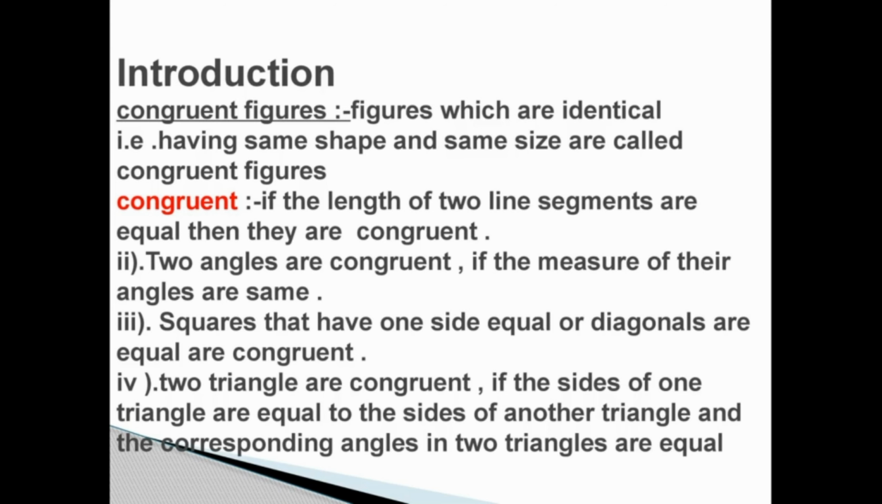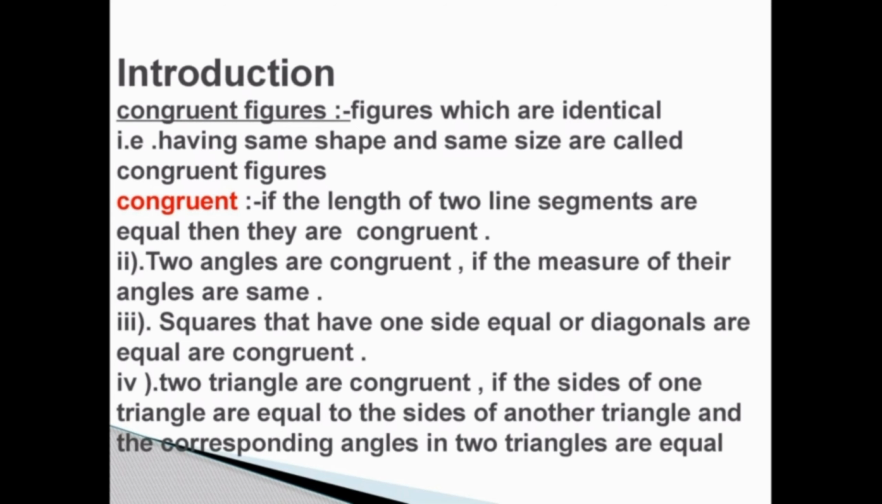What is meant by congruent? Next definition. If the lengths of two line segments are equal, then they are called congruent. Note: two angles are congruent if their measures are the same, and two squares having one side equal or diagonals equal are congruent.